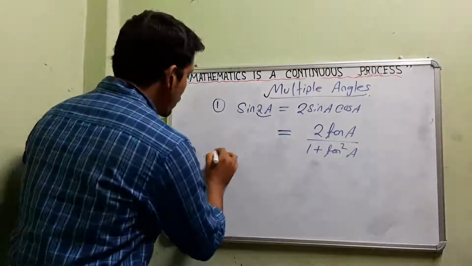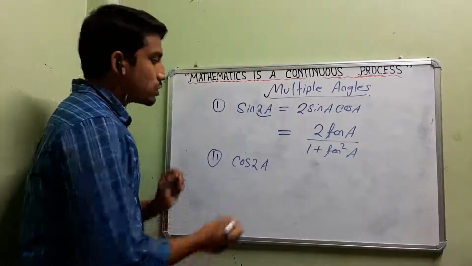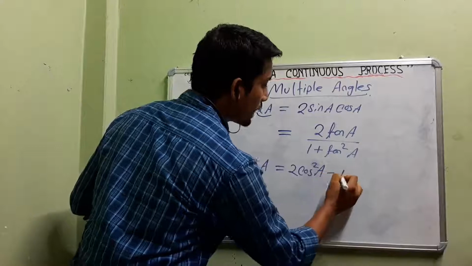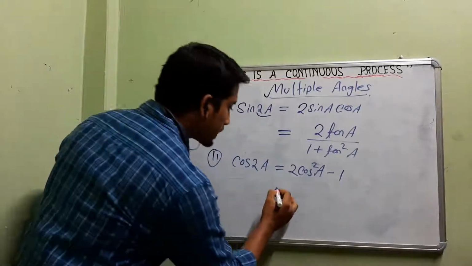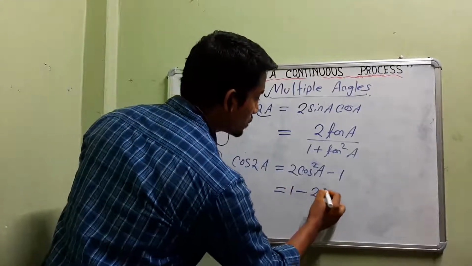Now let me go to cos 2A. Cos 2A is equal to 2 cos square A minus 1. Again, by a little calculation, this can be written as 1 minus 2 sine square A.